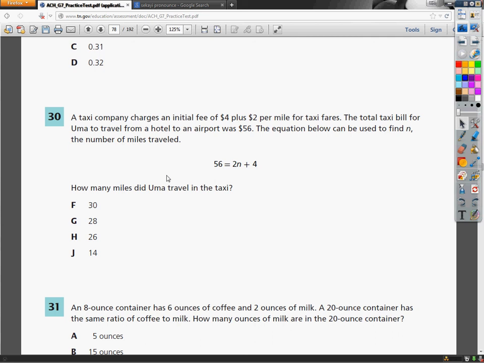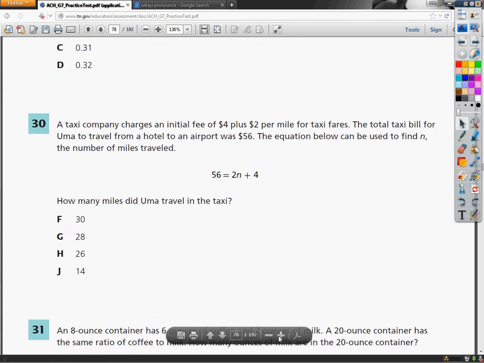10th grade TCAP practice test, math section, question number 30. I've said basically that same intro a million times, so I apologize if I don't get all excited about the intro part, but I am kind of interested in this question.